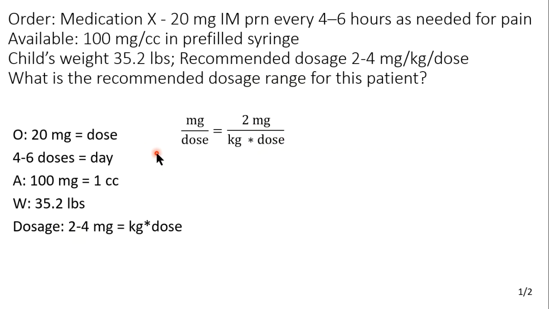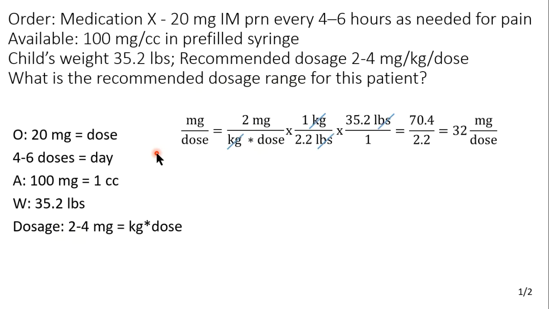We want to get rid of the kilograms, but we have it in pounds. So we use a conversion ratio of 1 kilogram over 2.2 pounds times the weight, which is 35.2 pounds over 1. The kilograms and the pounds cancel out, and so we multiply 2 times 35.2, which gives us 70.4, and divided by 2.2 gives us 32 milligrams per dose.